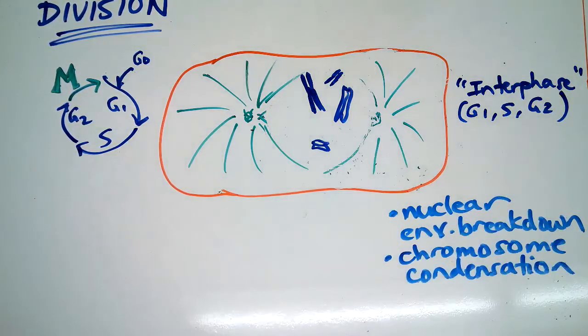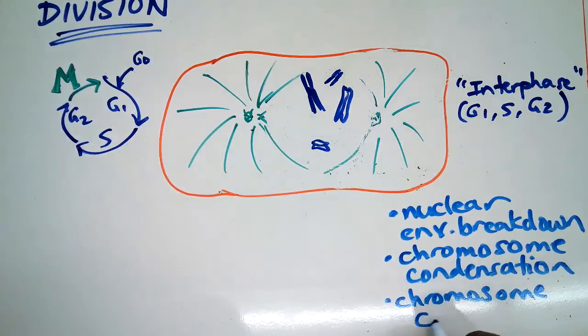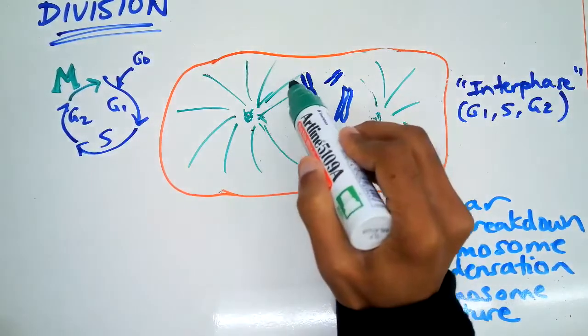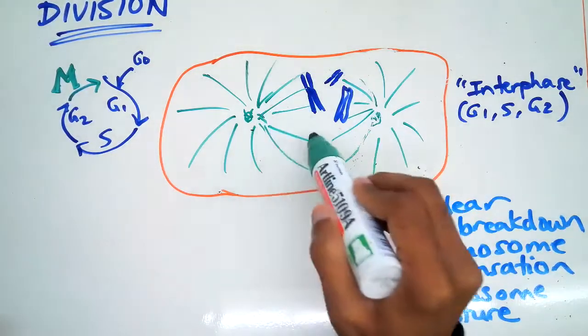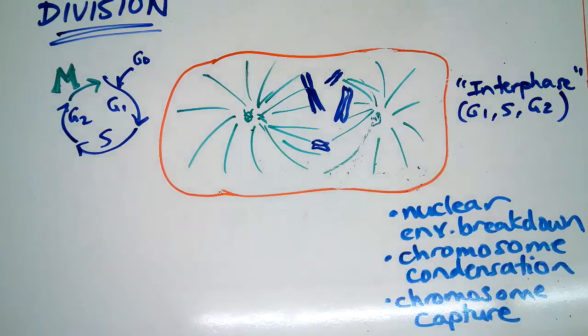And then the third thing that we need to do is chromosome capture. So we've got to capture those chromosomes on microtubules. Microtubules have a lot of motor proteins associated with them. There are a lot of motor proteins on these chromosomes themselves at various locations that we don't have time to cover. So these are going to be captured. So all of these processes have to happen effectively within the same part of early mitosis.